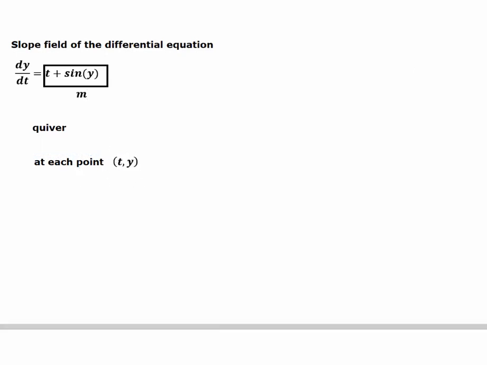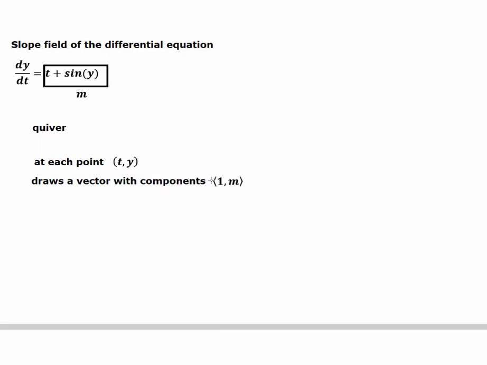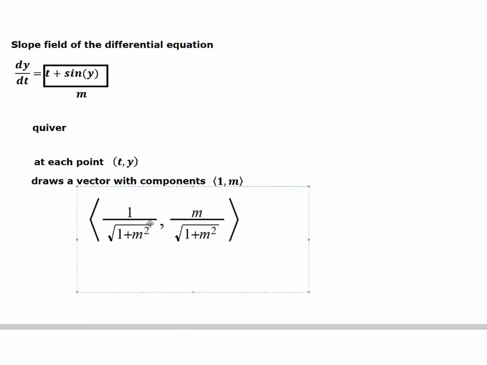it draws a vector with components 1 and m. Now if we take the vector with components 1 divided by the square root of 1 plus m squared, which is the length of this vector, then we shall get a unit vector at each point, giving us the line segments with the slopes given here.